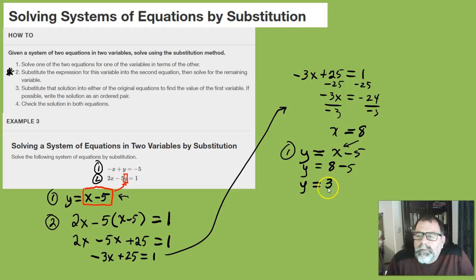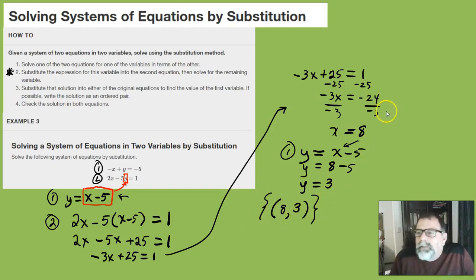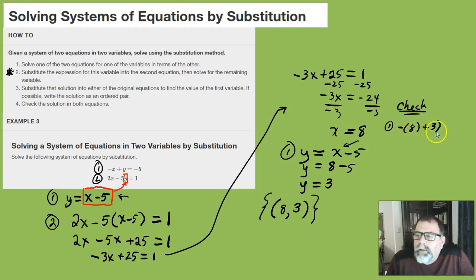So 8 minus 5 is 3. So now my solution is 8 for x, 3 for y. And again, I like to use solution sets, or you can box it, that's fine too. And then if I want to check it just to make sure I did it right, you can graph this in Desmos and just click on it and see that it's 8, 3, or you could do the algebraic check, plug it into both equations and see if it makes it true. So if we plug it into 1, you get negative 8 plus 3.